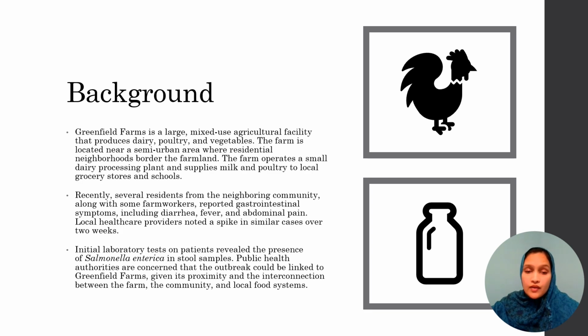Recently, several residents from the neighborhood community, along with some farm workers, reported GI symptoms including diarrhea, fever, and abdominal pain. Local healthcare providers noted a spike in similar cases over 2 weeks. Initial laboratory tests on patients revealed the presence of Salmonella enterica in stool samples. Public health authorities are concerned that the outbreak could be linked to Greenfield Farms, given its proximity and the interconnection between the farm, the community, and local food system.